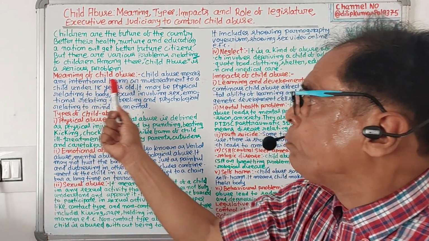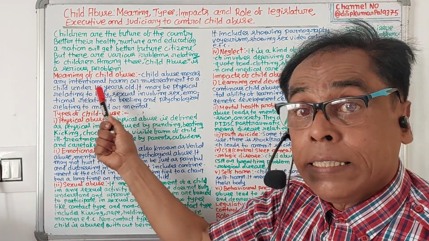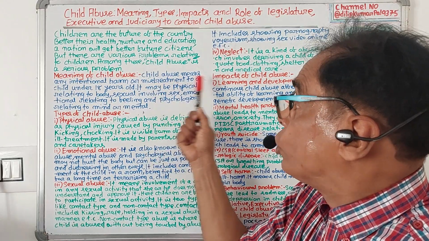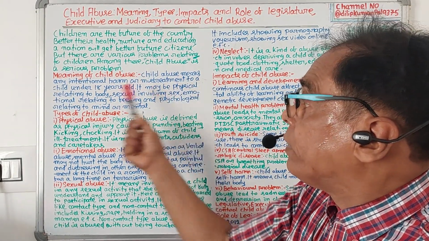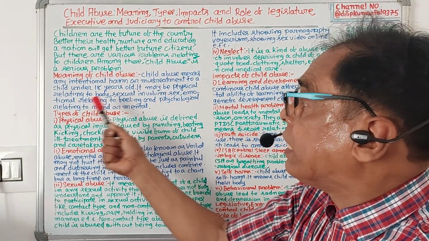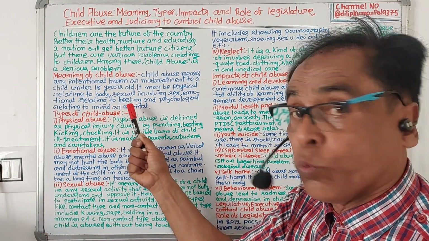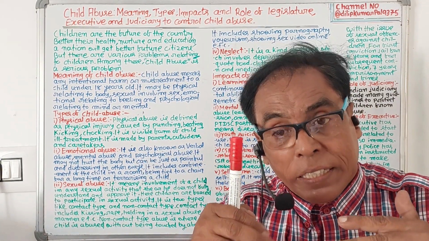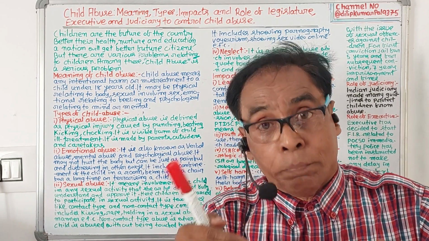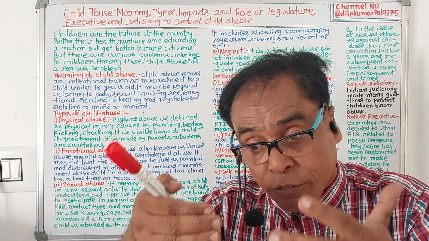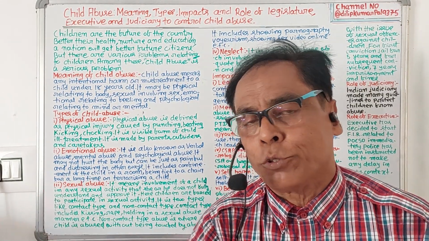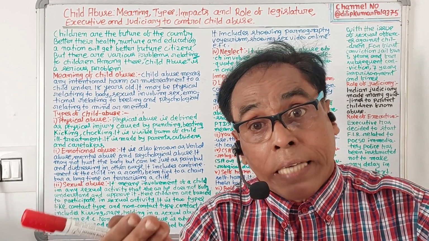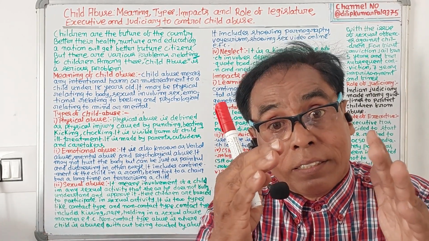What is child abuse? Meaning of child abuse. Child abuse means any intentional harm or mistreatment to a child under 18 years old. It may be physical relating to body, sexual relating to sex, emotional relating to feeling, psychological relating to mind or mental.